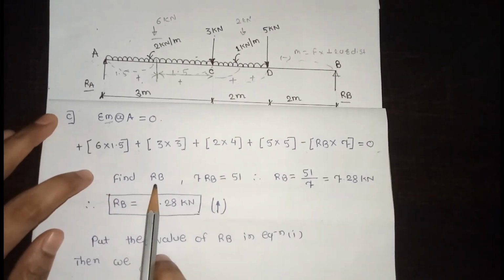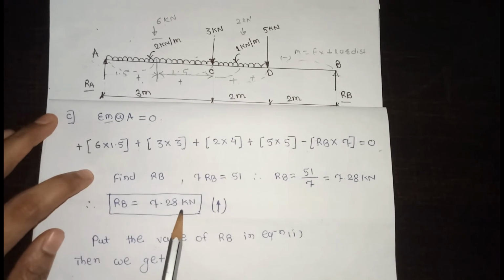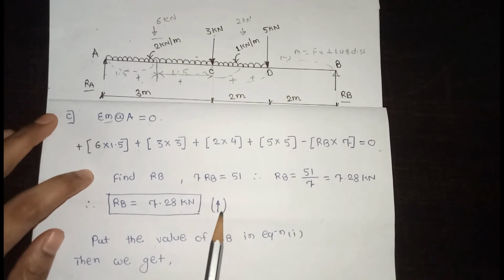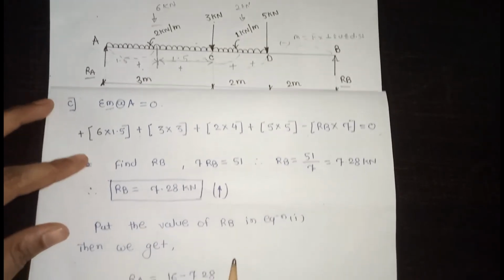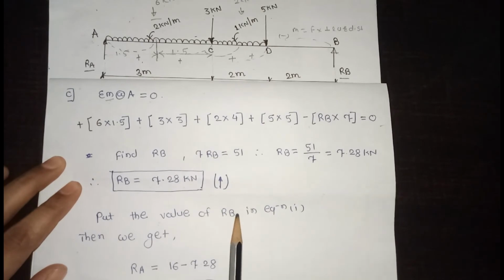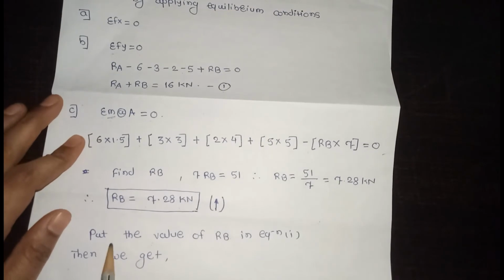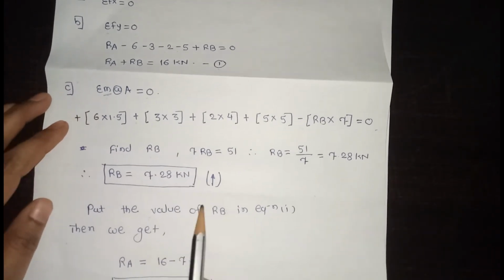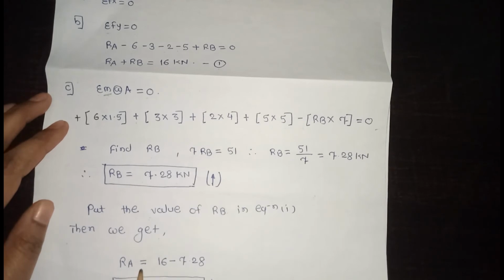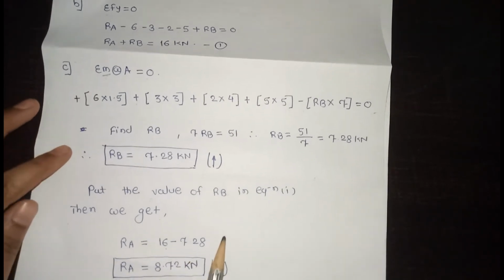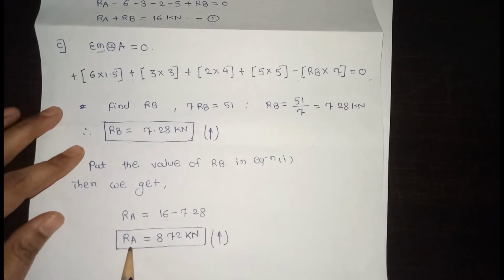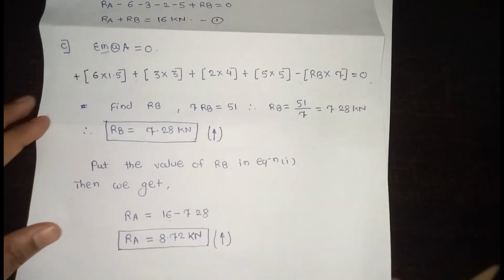Then calculate the value of RB, which is equal to 7.28 kilonewton. This is a positive value, which according to the sign convention means the upward direction of the force. Put the value of RB in equation 1, then we get RA is equal to 16 minus 7.28, so RA is equal to 8.72 kilonewton. This is also a positive value and is located in the upward direction. Okay.